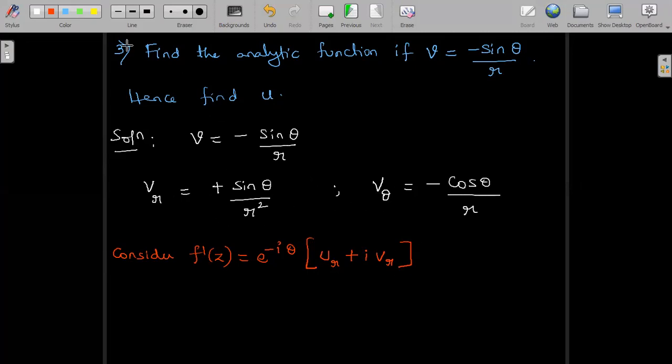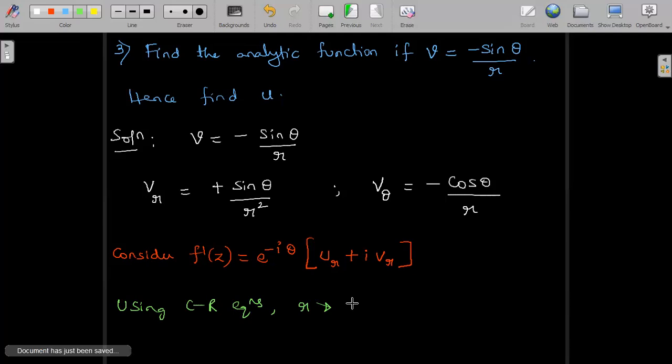Whereas v theta we are not aware. So since we are not aware of v theta, we use CR equations and change the term for ur. So using CR equations, we have r into ur is equal to v theta. So from this I can write ur is equal to v theta divided by r. So we will substitute ur as v theta divided by r and then substitute both the partial derivatives.